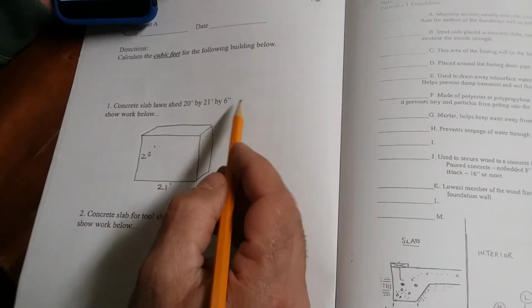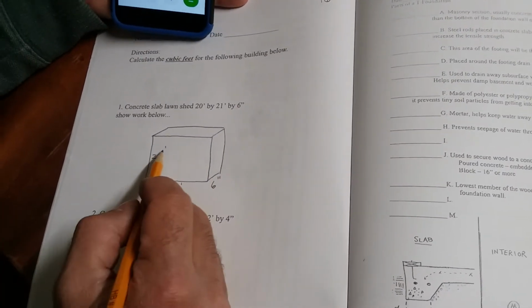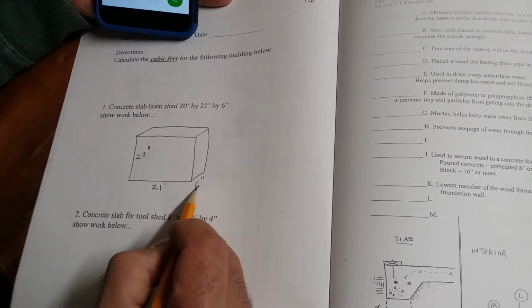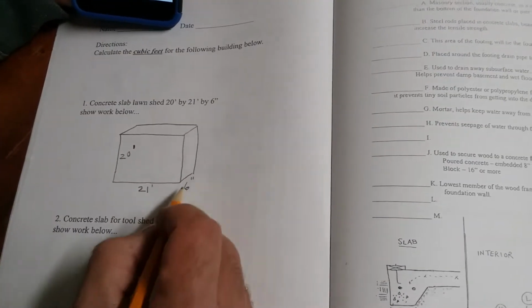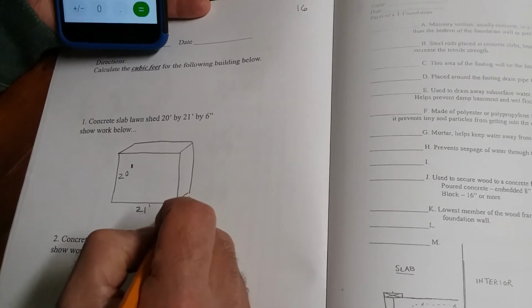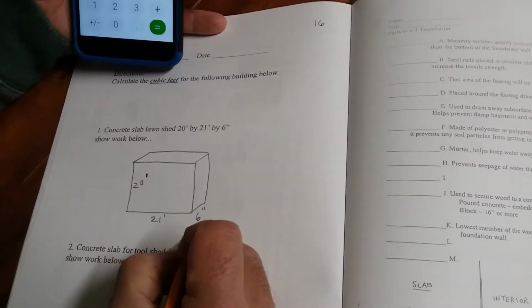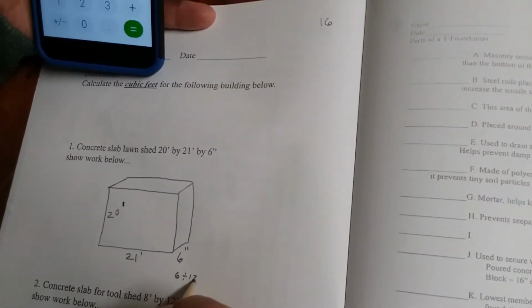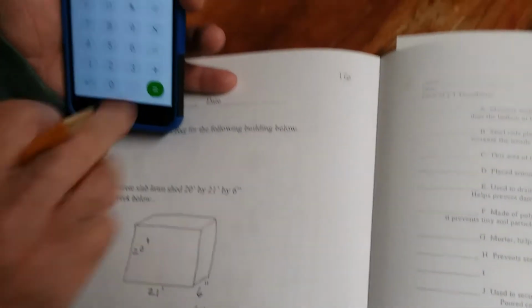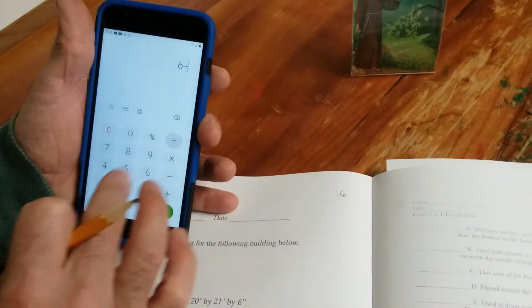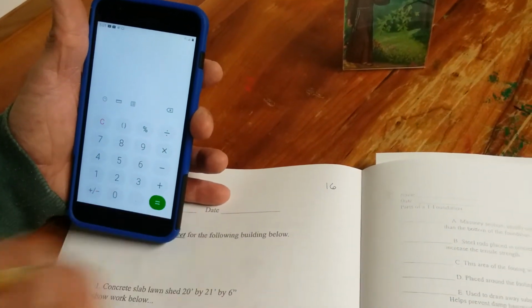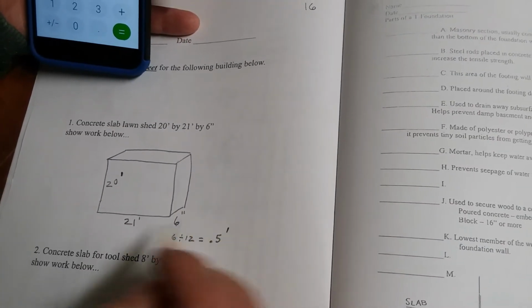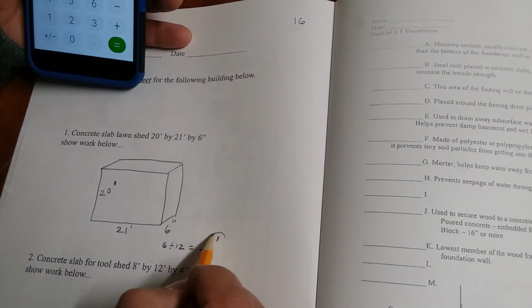First thing I've got to think about is I've got to change everything into feet. This is the symbol for feet, one line. This is in inches, so I've got to change that into feet. The way you do that is you just go 6 divided by 12. I'm going to do that on my calculator. 6 divided by 12 equals 0.5. So 0.5 feet. Now I have everything in feet.